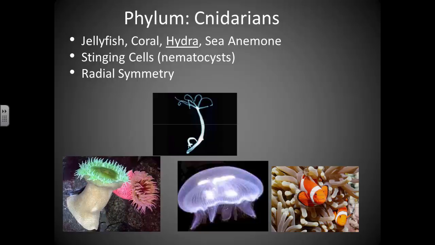get stung. Some types of crabs actually will take sea anemones like this and put them on their back so that predators are less likely to eat that crab because it's got some sea anemone stuck to its back.